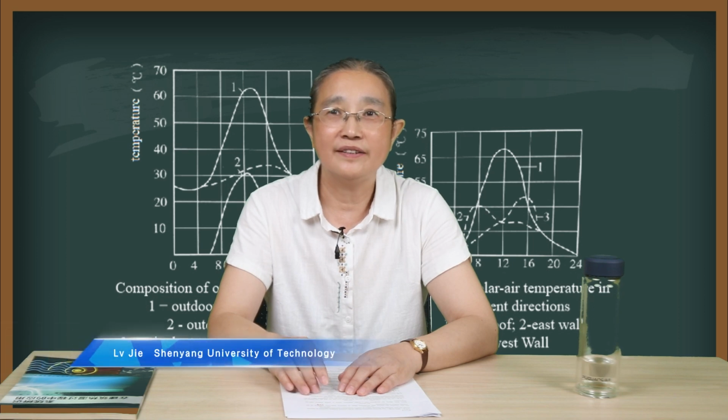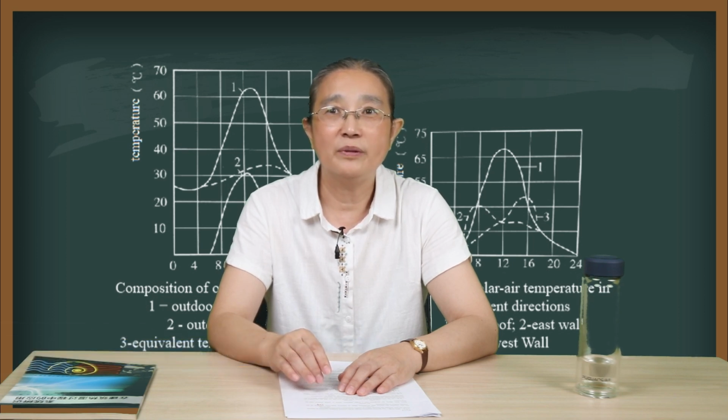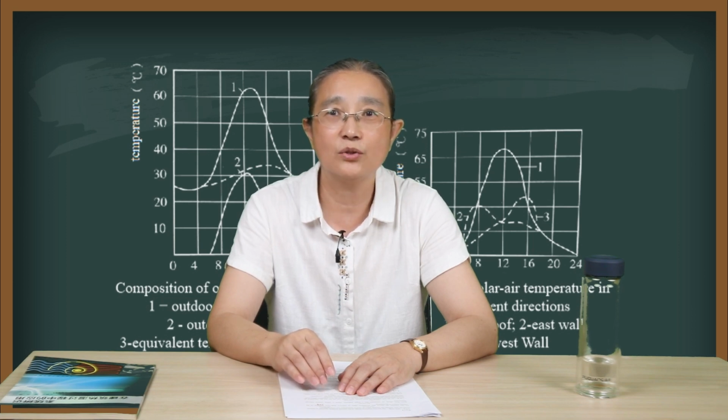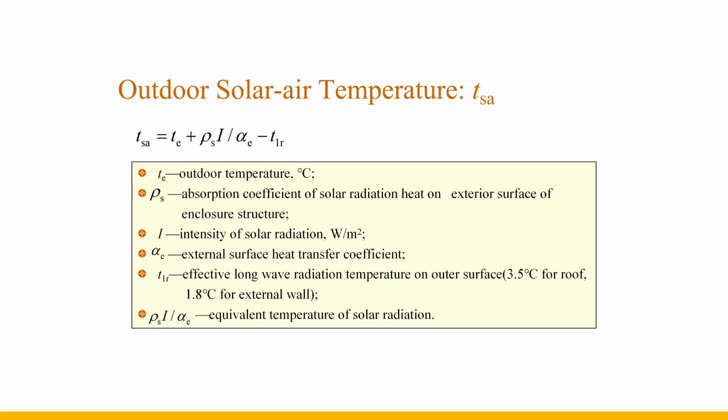The thermal insulation design of the external building envelope in summer should not only consider the thermal effect of outdoor temperature and solar radiation, but also consider the natural heat dissipation effect of effective long-wave radiation on the external surface of the building. These three effects are integrated into a single indicator, which is called outdoor solar air temperature.